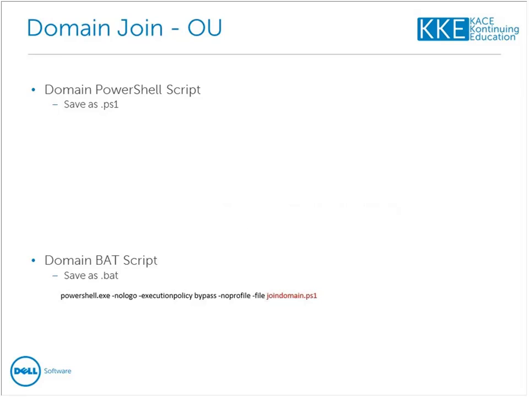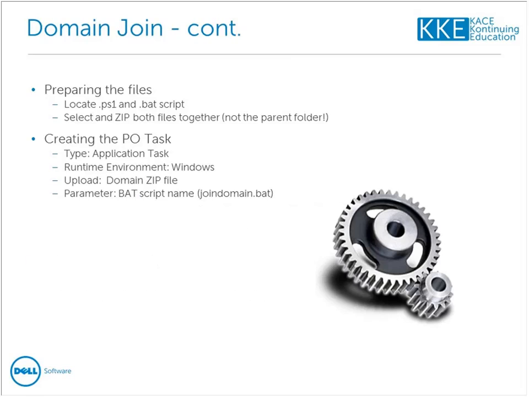Once we have these two files created, we're going to get them ready for our K2000. We're going to prepare our files first. We're going to locate the PS1 and batch script files, and if you have 6 and 6, zip them all up together. Remember, we want to select our files, not the parent folder. Then we're going to create a new post-install task in our K2000. It's going to be an application task. The runtime environment is going to be Windows. We're going to upload the zip file that we just created, and the parameter is going to be the batch script name, joindomain.bat.